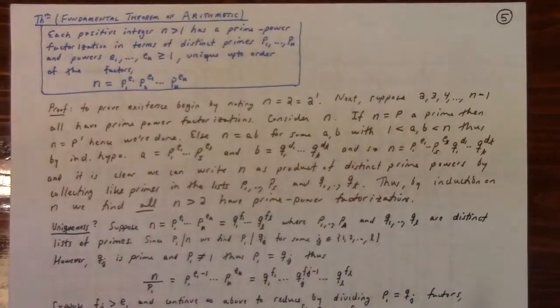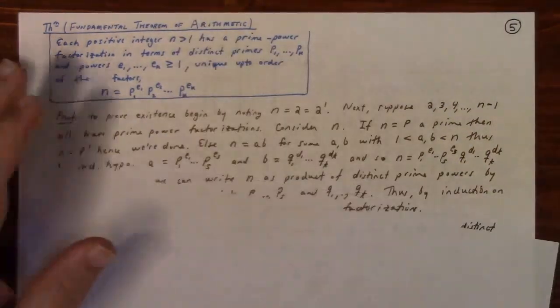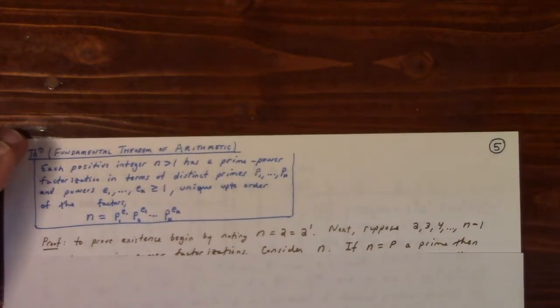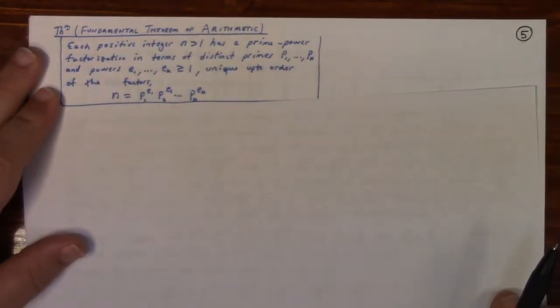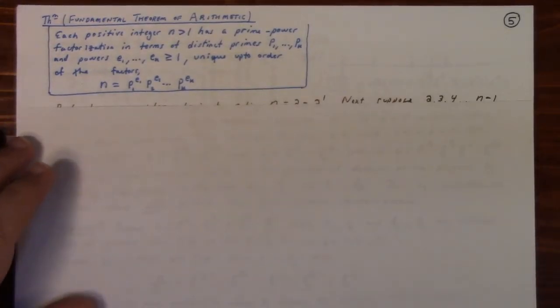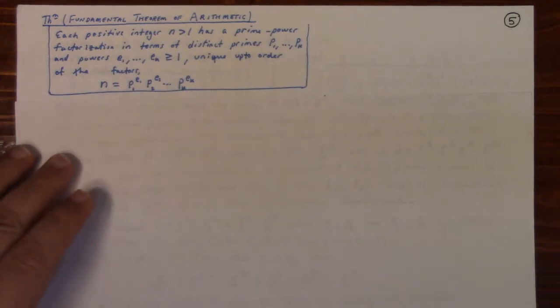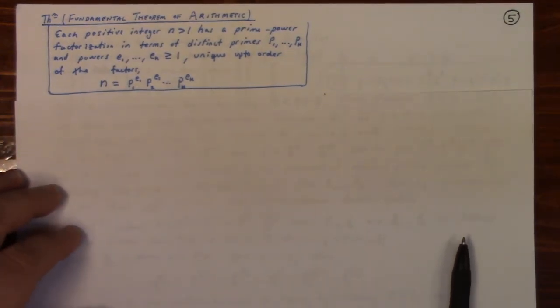But finally to the main event, the fundamental theorem of arithmetic. All right, so here it is. What is the fundamental theorem of arithmetic? It is that each positive integer n has a prime power factorization in terms of what? In terms of distinct primes p1 through pk and powers e1 through ek, all larger than or equal to 1. And this is unique up to the order of the factors.